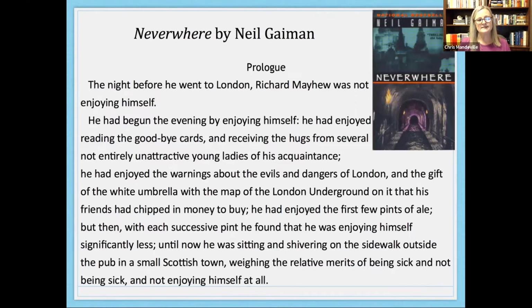The night before he went to London, Richard Mayhew was not enjoying himself. He had begun the evening by enjoying himself. He had enjoyed reading the goodbye cards and receiving the hugs from several not entirely unattractive young ladies of his acquaintance. He had enjoyed the warnings about the evils and dangers of London and the gift of the white umbrella with the map of the London Underground on it that his friends had chipped in money to buy. He had enjoyed the first few pints of ale, but then, with each successive pint, he found that he was enjoying himself significantly less, until now he was sitting and shivering on the sidewalk outside the pub in a small Scottish town, weighing the relative merits of being sick and not being sick, and not enjoying himself at all.